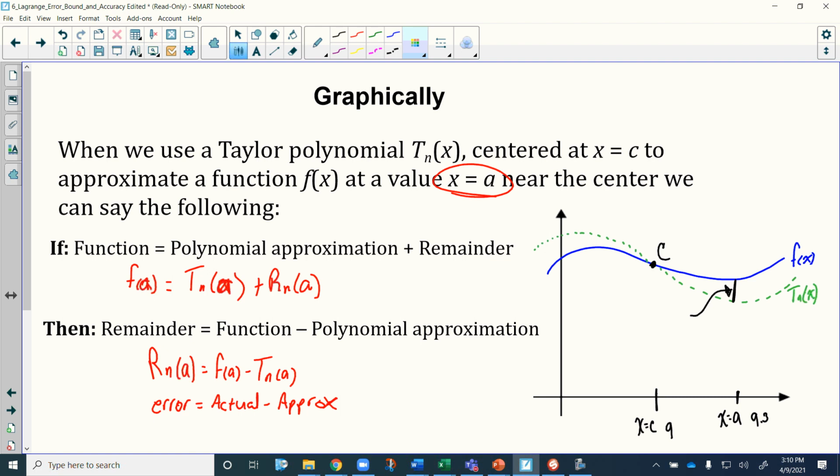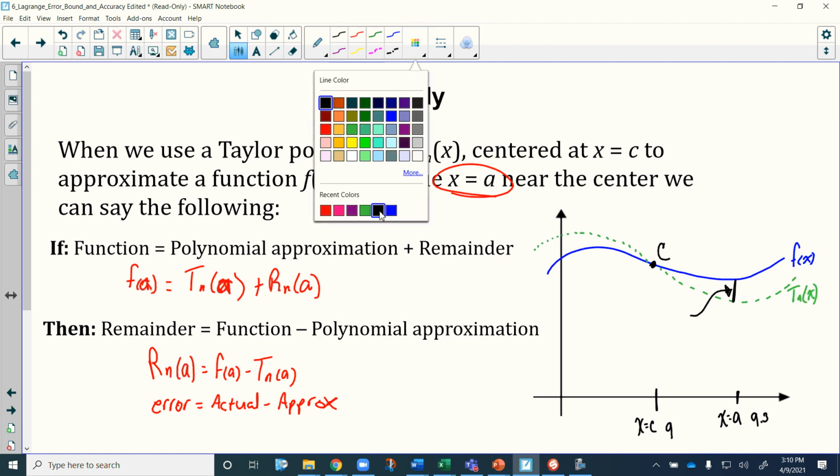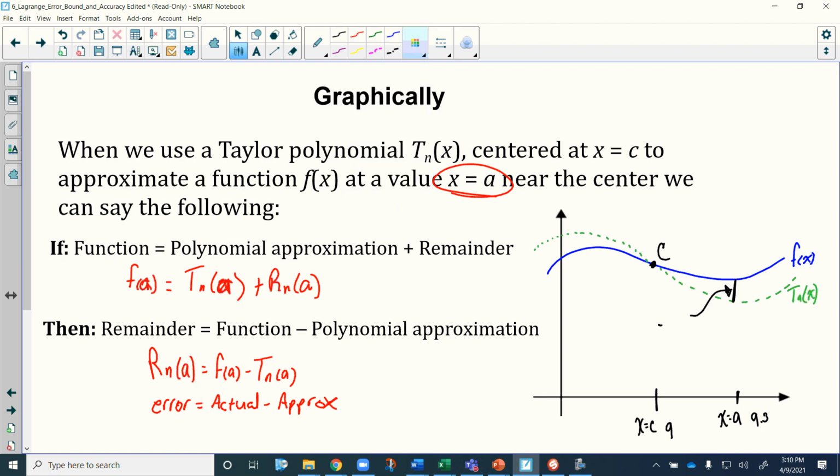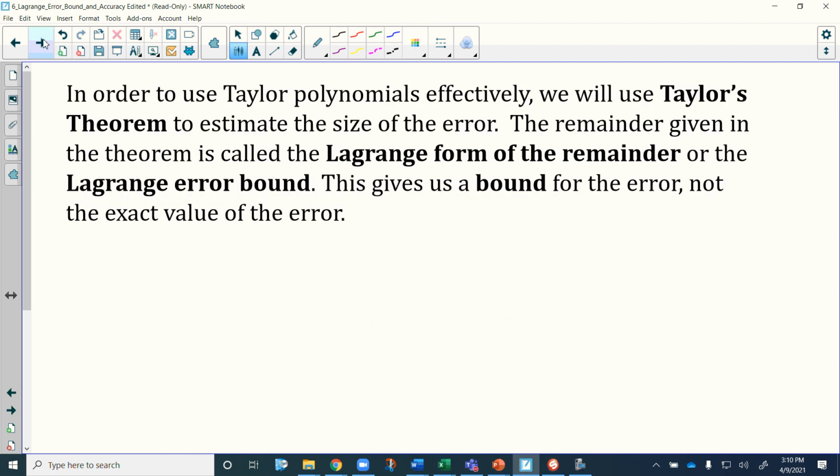That difference between the actual and the approximate is what we're really going to be looking at here. This is the error that we're talking about. The closer I get to the center, the more accurate the estimate or approximation is going to be. The further away from the center, the accuracy starts to decline.